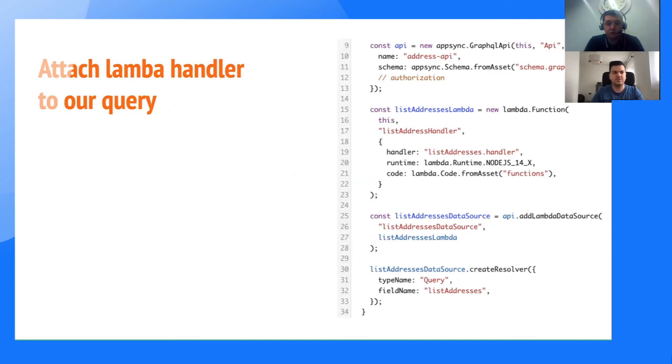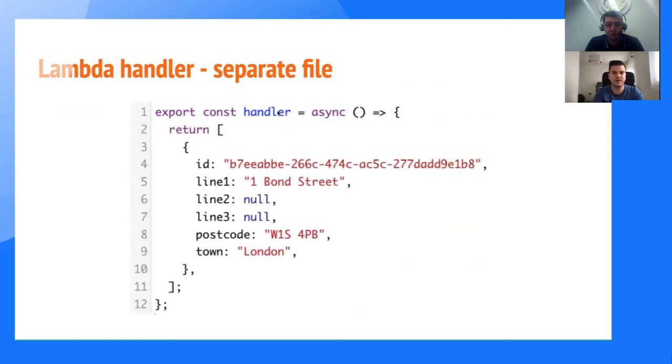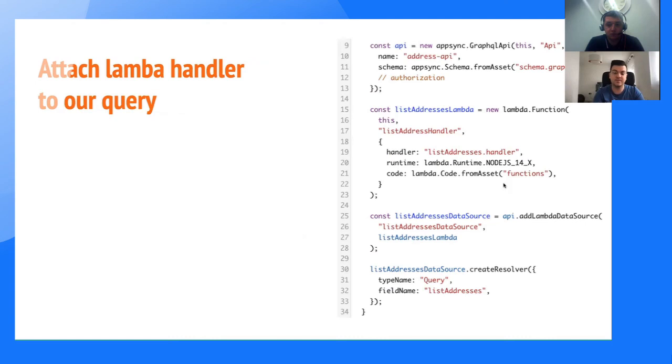And this is the really interesting bit, when we are going to attach the Lambda handler to the GraphQL query. So basically, from line 15 to 23, this is where we create a new Lambda function, and it will be a Node.js Lambda function, and it's going to use the code locally, the functions folder and the list address.ts file, and it's going to use this particular handler function to do the business logic for us.